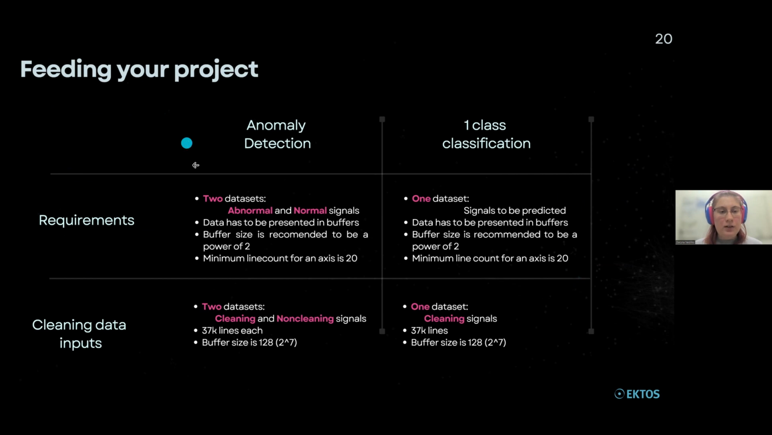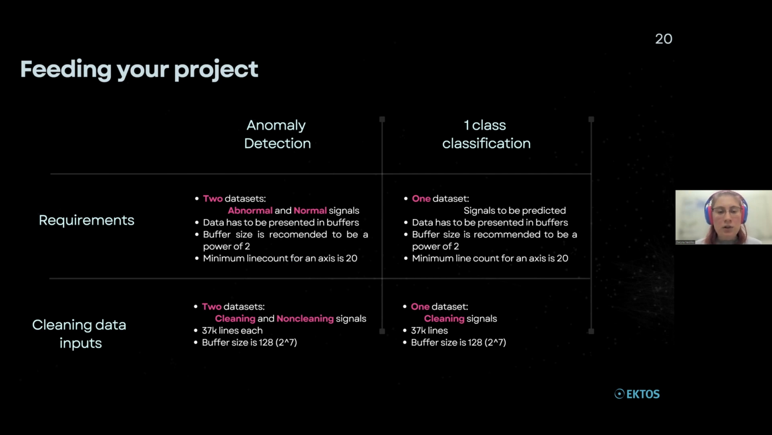Talking about data, we should definitely mention some differences between anomaly detection and one-class classification. First, one-class classification gets only one data set with good examples, with normal behavior, cleaning signals. And anomaly detection will require 2 data sets with normal and abnormal data. Even though you don't have much data, you don't need to worry because anomaly detection is a special type of project, and I will cover it a bit later. So the rest is pretty similar.